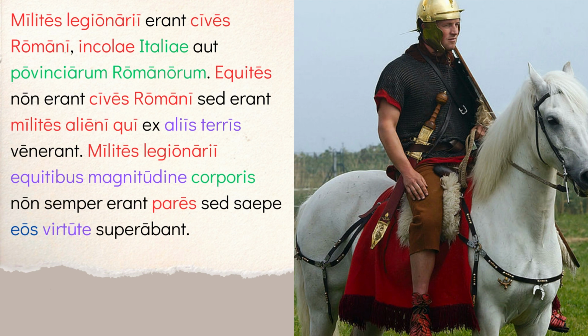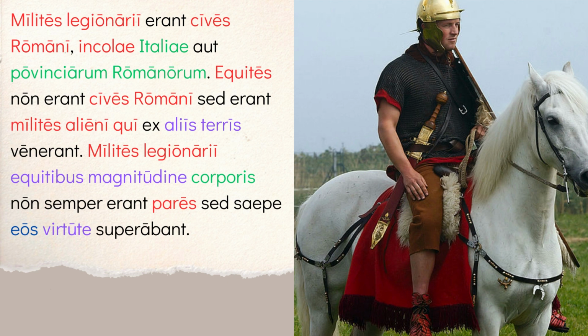Okay, and they're milites alieni, right, foreign soldiers who had come from aliis terris, from other lands, right? And like I said, they might be Spanish, they might be from Germany. There's a bunch of different places where the Romans had really good horsemen for their armies. Okay. Then you have: Milites legionarii equitibus magnitudine corporis non semper erant pares, sed saepe eos virtute superabat. Okay, so the legionary soldiers, they were not equal or not always equal.